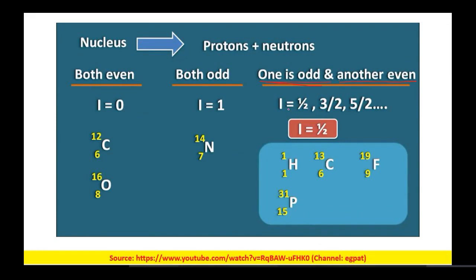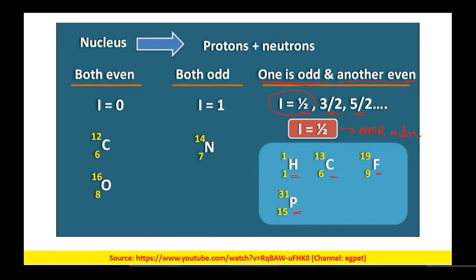In that case we can have the spin quantum number as either half, 3/2 or 5/2. Among all of these, the nucleus which has spin quantum number half is NMR active. Some of the common atoms include H1, C13, F19 and P31. So these atoms are NMR active.